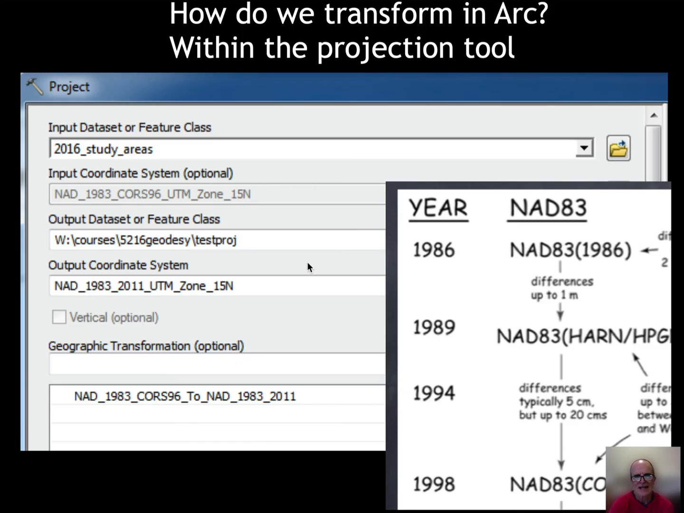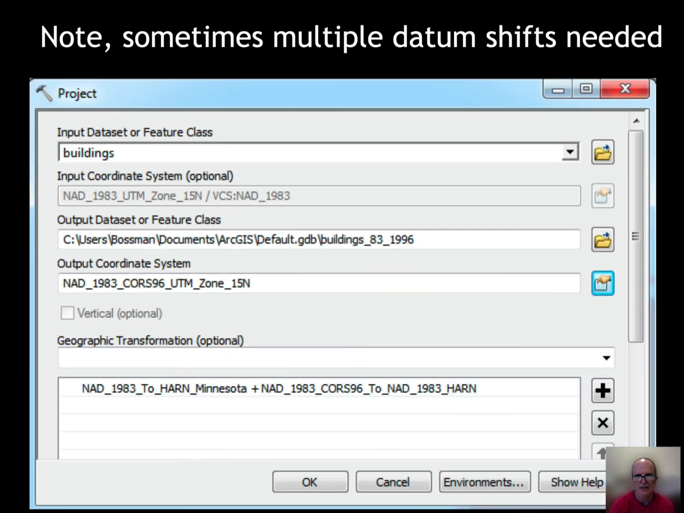Inside of ARC, you see that. So inside the Project command, I have an output coordinate system, and it'll put in what it calls a geographic transformation. It's a datum transformation. It says I'm using the equation to go from the NAD 83 CORS 96 to the NAD 83 2011. It's doing that datum transformation along here, CORS 96 down to 2011.